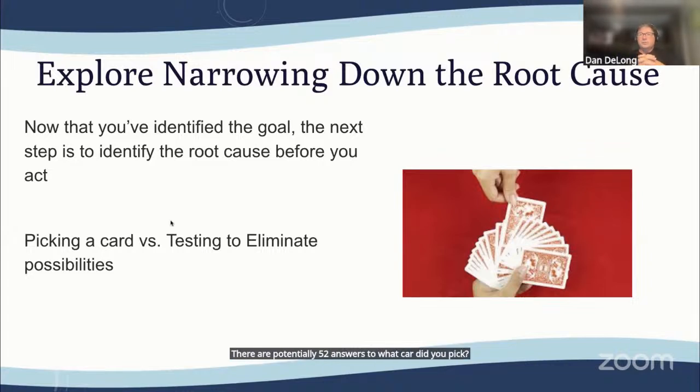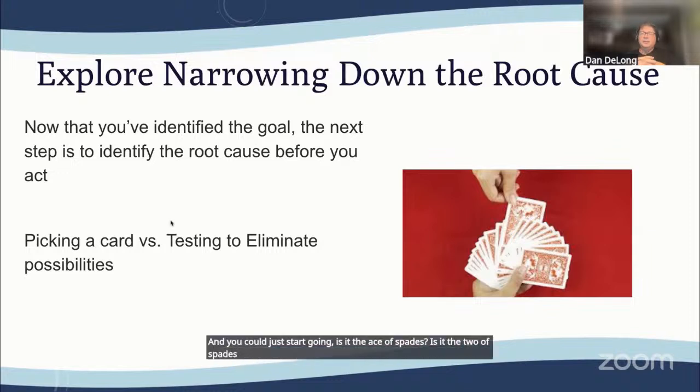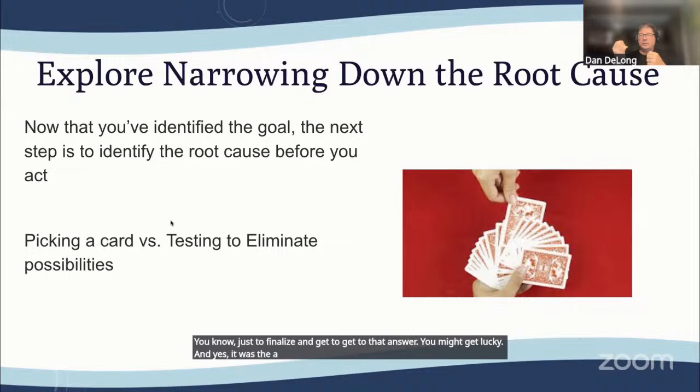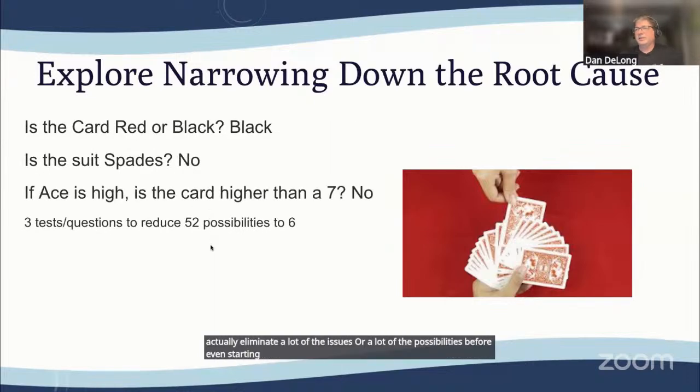And you could just start going: is it the ace of spades? Is it the two of spades? Is it the three of spades? So on and so forth. But that is going to take an exorbitant amount of time to get to that answer. You might get lucky, and yes, it was the ace of spades. But there are ways to eliminate a lot of the possibilities before even starting. And so the example here is, is the card red or black?